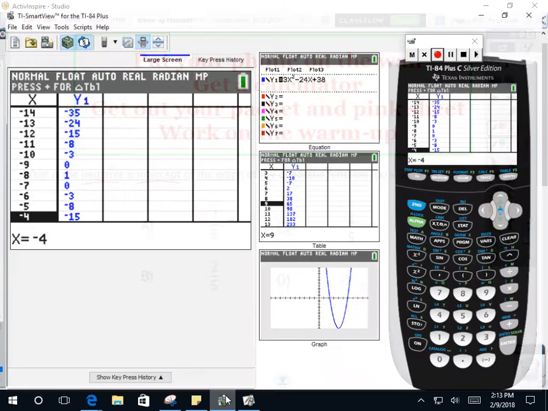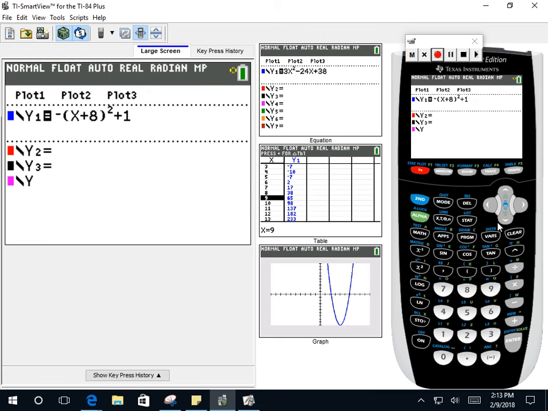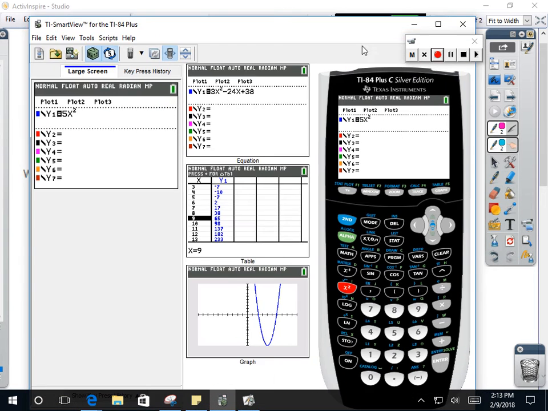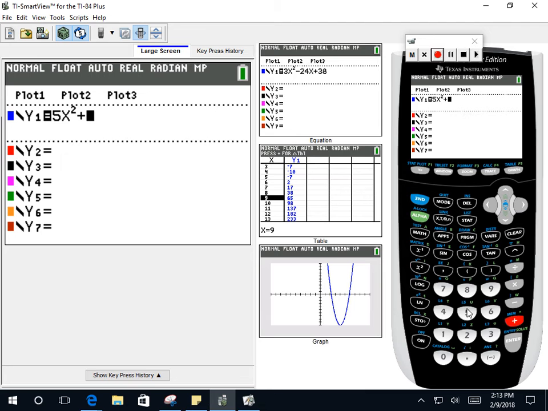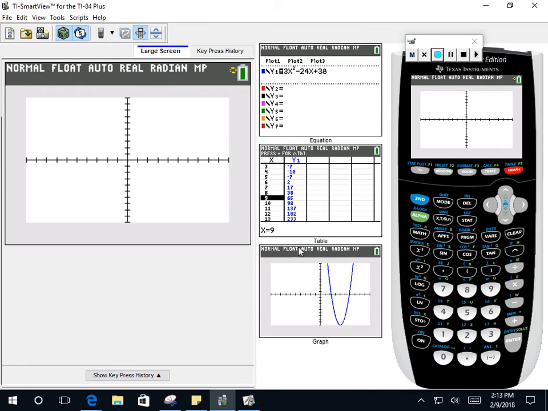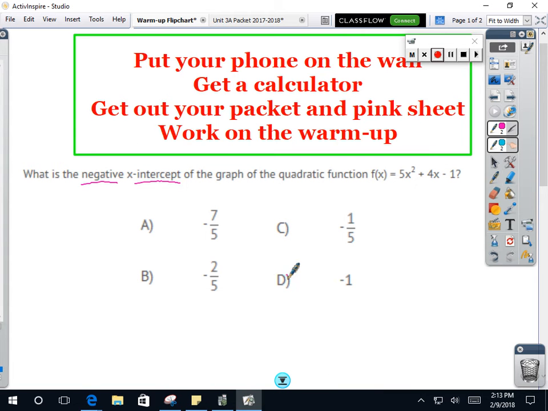So on the graphing calculator, you'll type in that equation, which is y equals 5x squared plus 4x minus 1. Okay, and then you graph it. Remember, an x-intercept is where it crosses the x-axis. So this parabola has two x-intercepts because it crosses there and there. But they only cared about the negative one, which is at negative 1. So the correct answer is D.